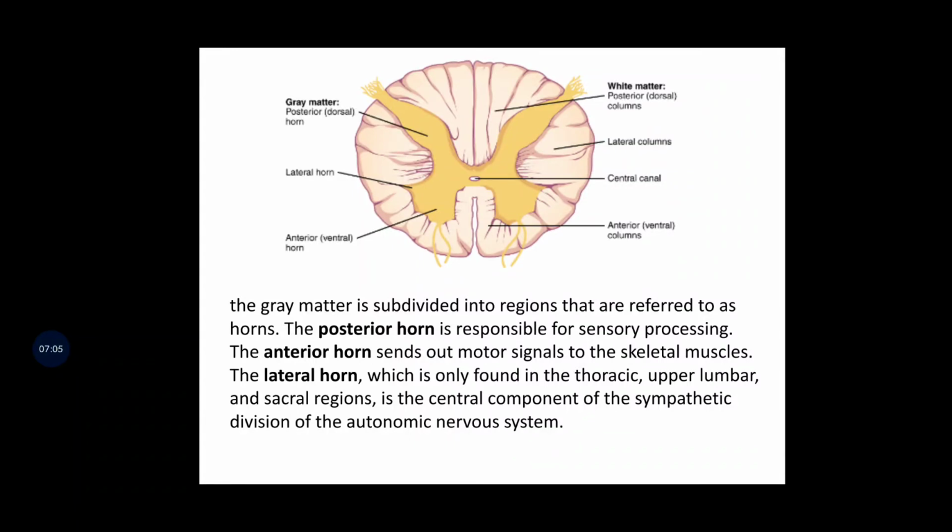And the lateral horn, which is only found in the thoracic, upper lumbar and the sacral regions, is the central component of the sympathetic division of the autonomic nervous system. So the lateral horn is only found in the thoracic, upper lumbar and the sacral regions.